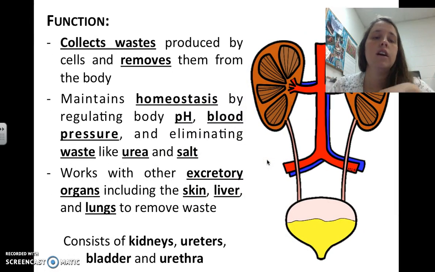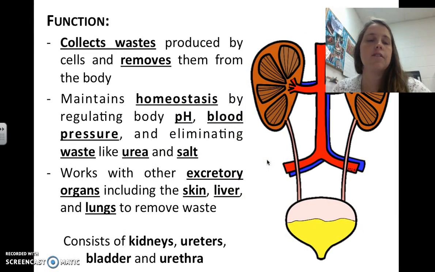All right, so the function of the kidneys. The function of the kidney is to collect waste that is produced by cells and remove it from the body. By doing this, they help maintain homeostasis and regulate pH, remember that's how acidic or basic something is, blood pressure, and they eliminate waste like urea, which is an acid, and excess salt that you have.